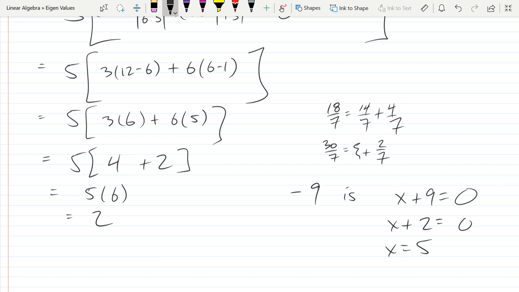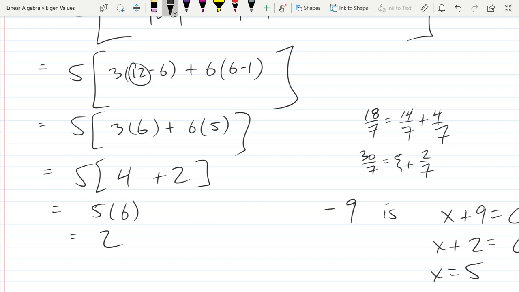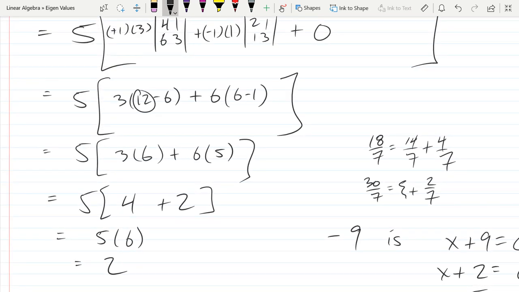So I technically wrote something down slightly incorrect. 12 is not a number I'm allowed to write down. What is 12? 12 sevenths is 7 sevenths and 5 sevenths. So that really should have been written as a 5.